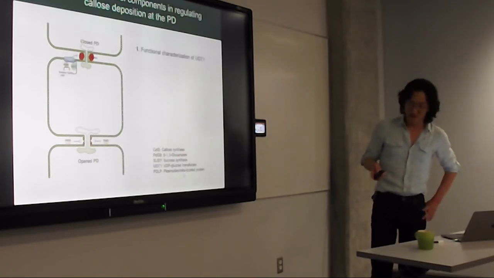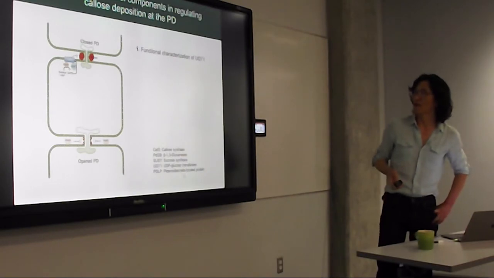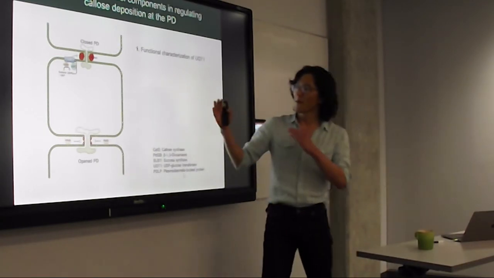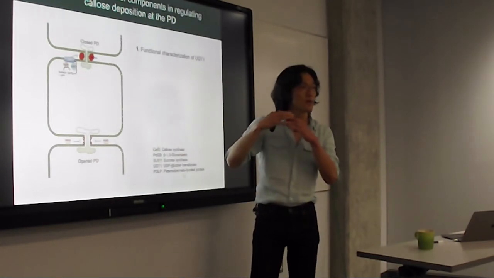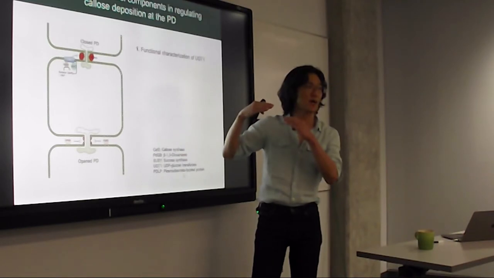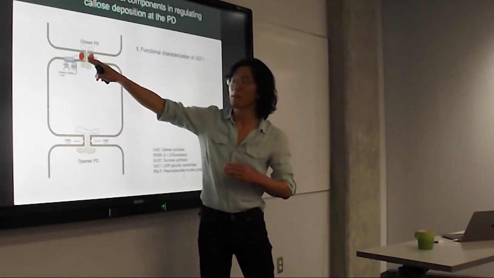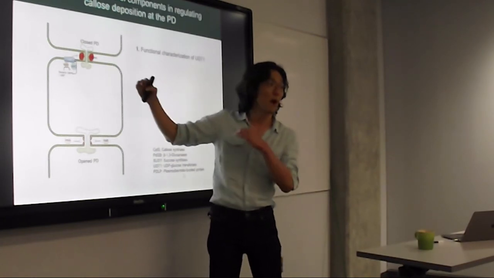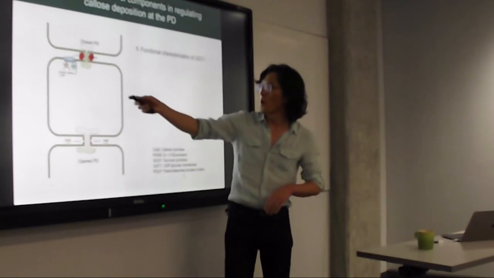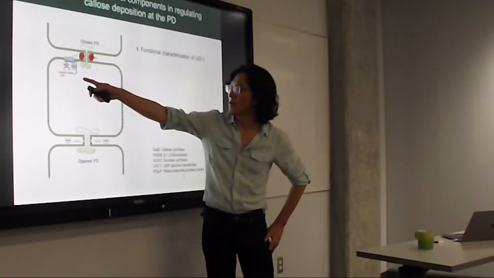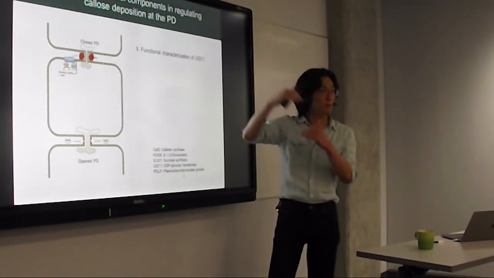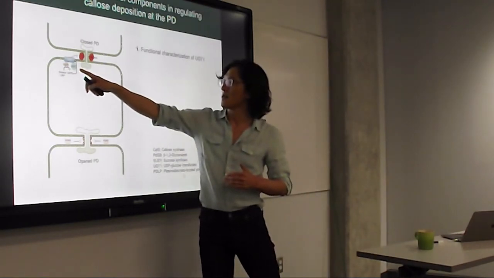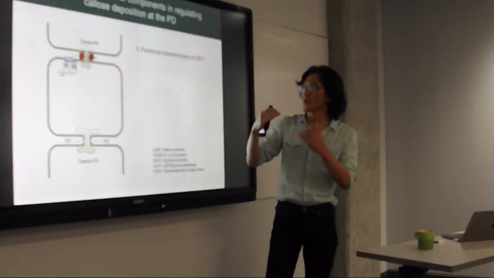For the first small project, we're trying to characterize the functional role of UGT1. Is it a UDP-glucose transferase? From the current knowledge, if we piece it together, we're trying to see whether there is a callose synthase complex sitting on the plasma membrane closer to the plasmodesmata, so that the whole complex can quickly deposit callose at the plasmodesmata upon microbial infection. What we know is that sucrose synthase 1 catalyzes the formation of UDP-glucose, and callose synthase uses UDP-glucose as a substrate to build callose. And UGT1 is involved in transferring the UDP-glucose to callose synthase.